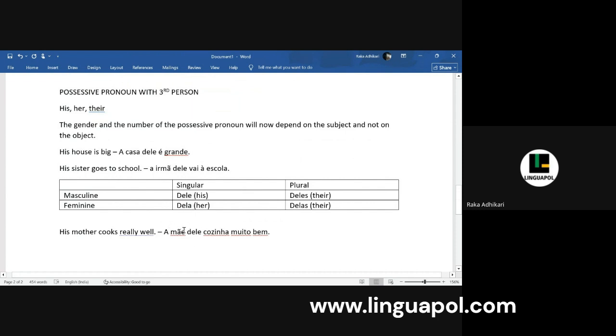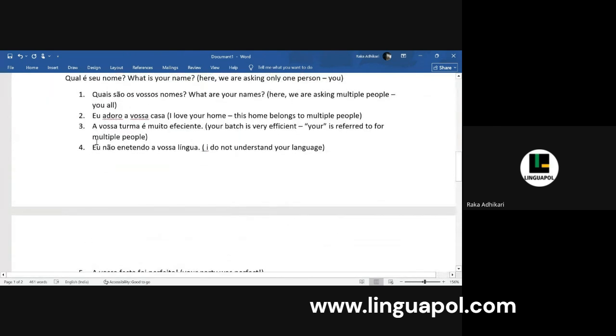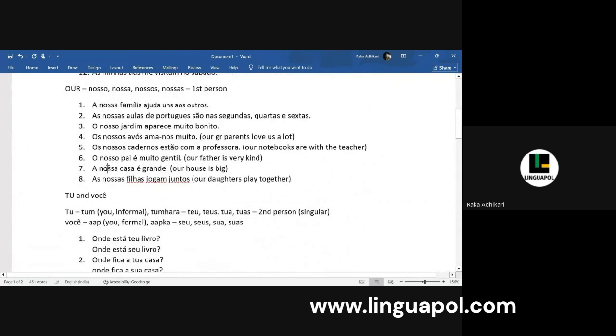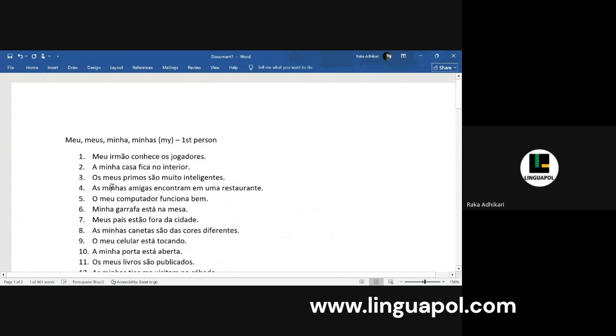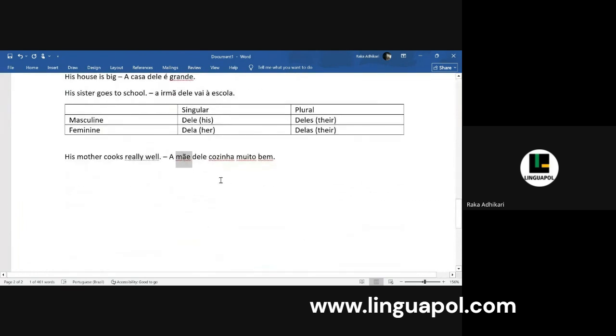Another thing you have to notice here, the possessive pronoun actually appears after the noun. Till now, we were seeing the possessive pronoun come before the noun, like nossa casa. We were not saying casa nossa, like minhas amigas. We cannot say amigas minhas, but we can say amigas dele. So here the possessive pronouns of the third person actually come after the object.